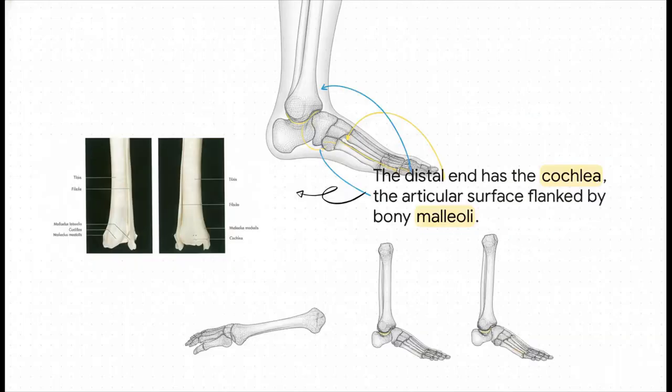And now we're at the bottom. This is where the tibia forms the main part of the ankle joint. That grooved surface you see is called the cochlea, and it's flanked by two bony bumps, the medial and lateral malleoli, which give the ankle its shape and, more importantly, its stability.